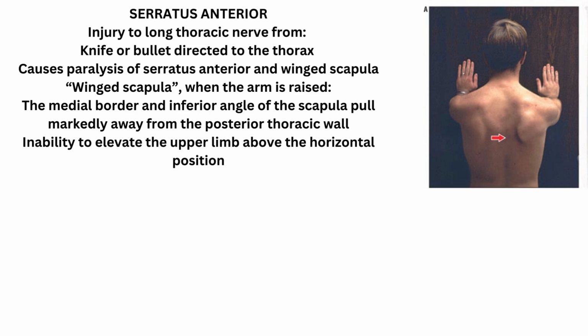Injury to the long thoracic nerve may occur during knife or bullet injury to the thorax. This results in paralysis of serratus anterior and a characteristic winged scapula, especially when the outstretched upper limb is pressed against a wall. In winged scapula, the medial border and inferior angle of the scapula move laterally and posteriorly away from the thoracic wall when the arm is raised. In addition, there will be inability to elevate the upper limb above the horizontal position.